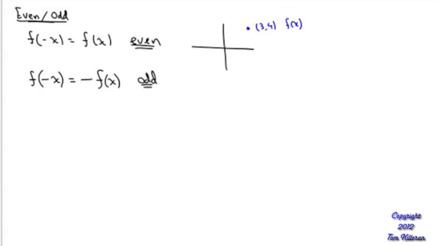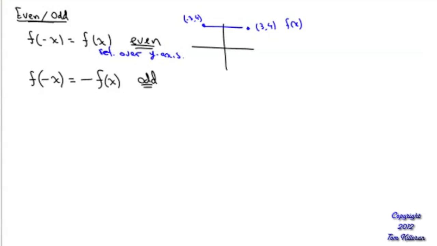So this means that the point is over here someplace. Negative 3, positive 4. How would you describe these 2 points? Well, it's reflecting over the y-axis. So this is also known as a reflection over the y-axis. So if you have an even function, the graph of it is reflected over the y-axis.